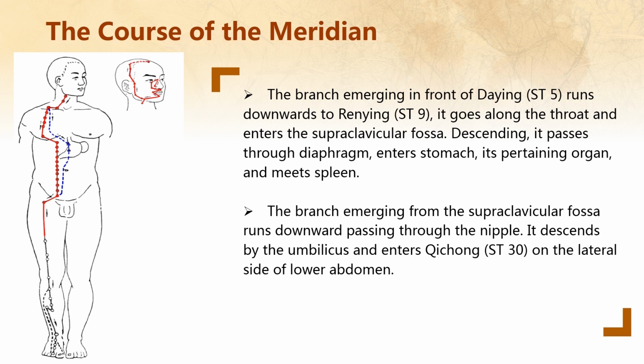Second, the branch emerging from the supraclavicular fossa runs downward, passing through the nipple. It descends by the umbilicus and enters Qichong on the lateral side of the lower abdomen.